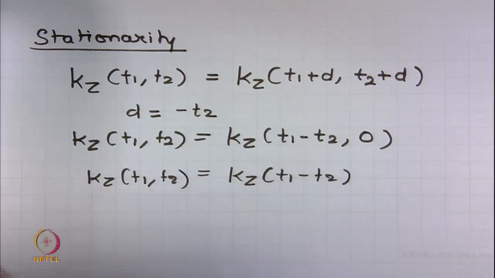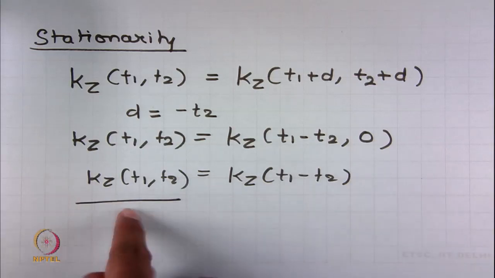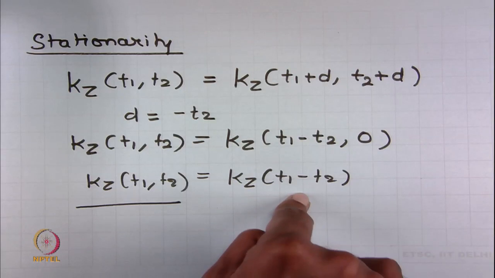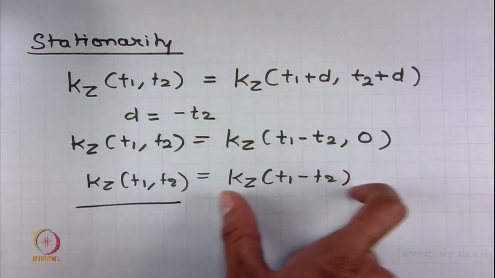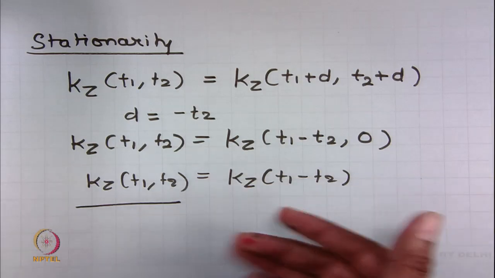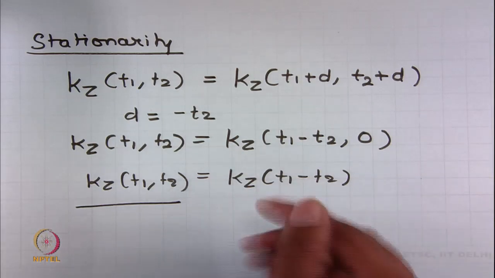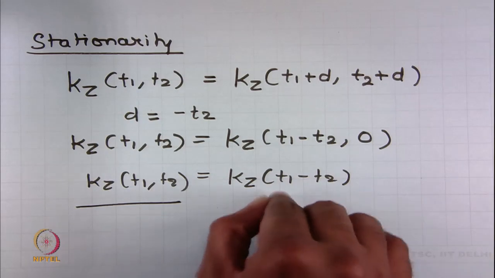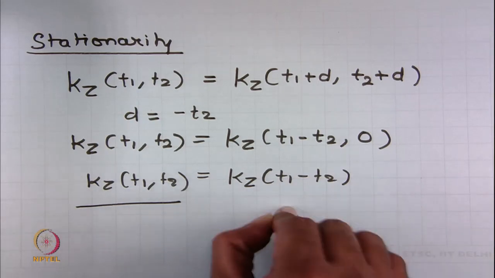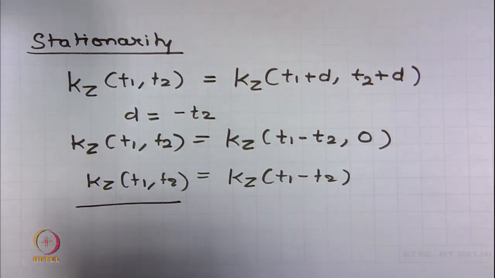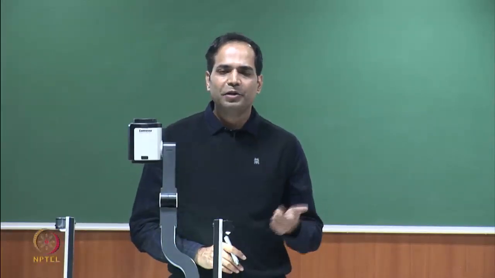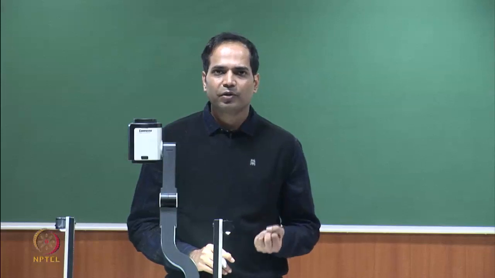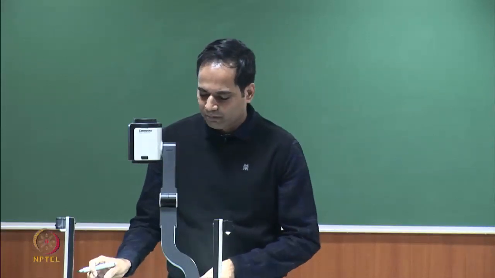Now, see what we have done. The original covariance function is a function of 2 arguments, but this covariance function is a function of only one argument, t1 minus t2. So, when you see a covariance function with one argument, what should you interpret? You should interpret that this covariance function is of a stationary process. Whenever you see a covariance function of one argument, like in this case, it should hint to you that this is a covariance function of a stationary random process.